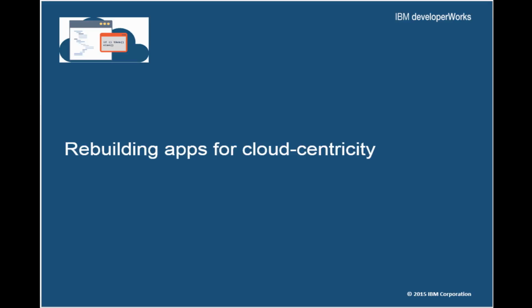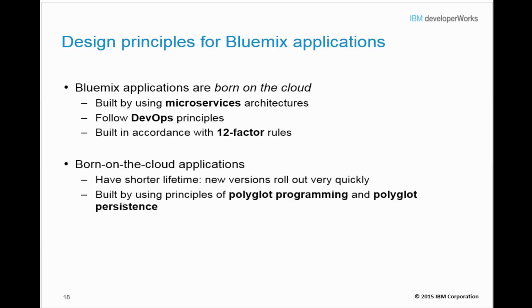And in a lot of cases, for what we're looking at, that's going to be rebuilding an application. You can always hope that you can harvest some of your existing code, but what we're really going to be talking about are some processes for developing architectures for your applications that are going to be really and truly cloud-centric. Let's start talking about what it means to be a cloud-centric Bluemix application.